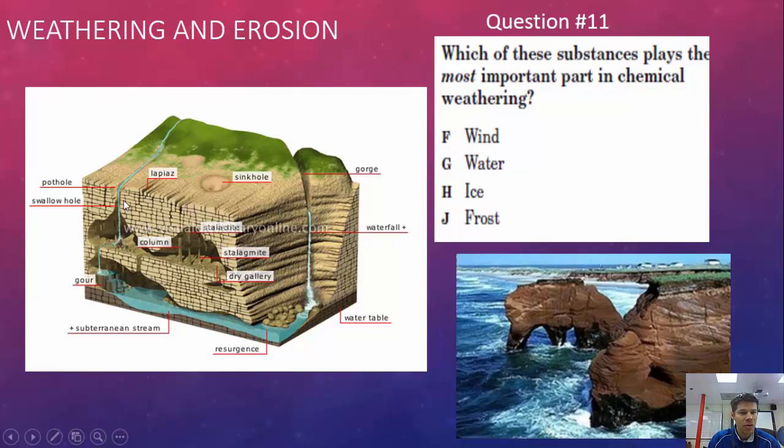Water is working its way through little cracks in the ground and dissolving the very basic limestone rock. As this limestone rock gets chemically dissolved, that's chemical weathering. And our most important part in chemical weathering is usually going to be water, G, a slightly acidic water, like acid rain, G.